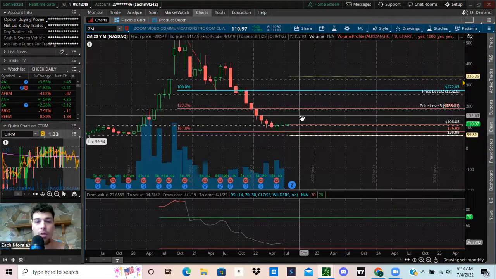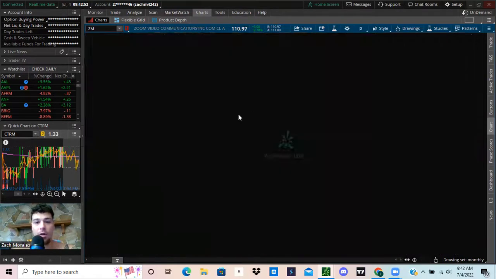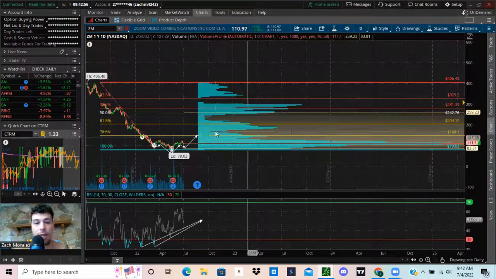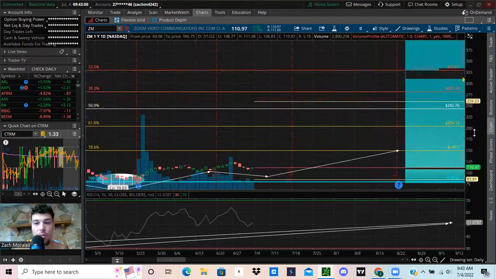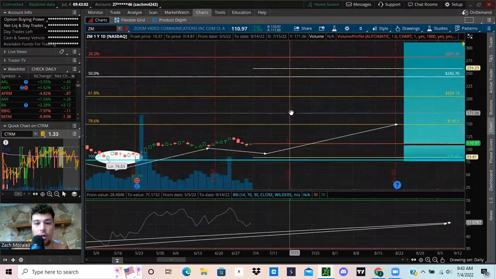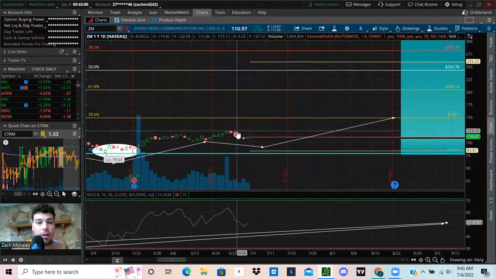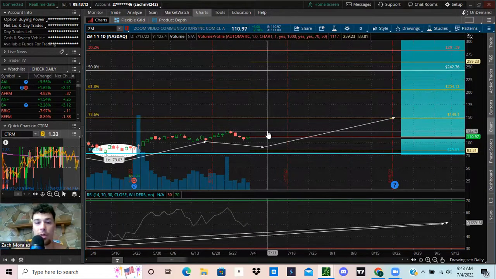But overall, I am looking for potentially a small pullback. Again, on the daily chart, we are facing some nice resistance. But if we break out past that resistance, the next resistance level I have above is going to be 149.1. Okay. So we break out past this 110, 111 area. We got a little bit of resistance around 123. And then 149.1 is where I'm going to be looking for.